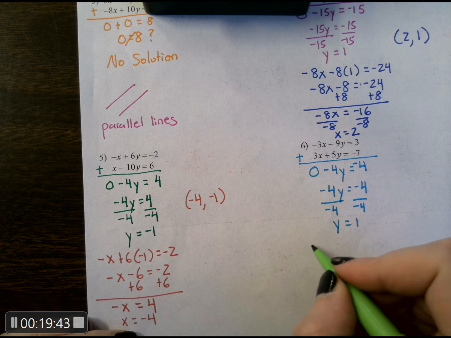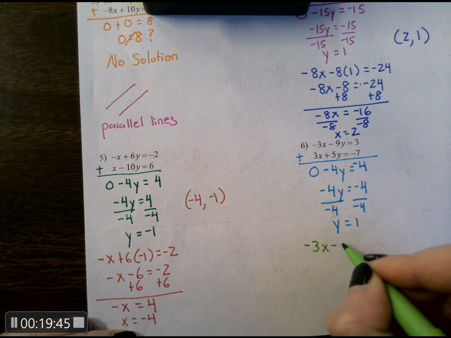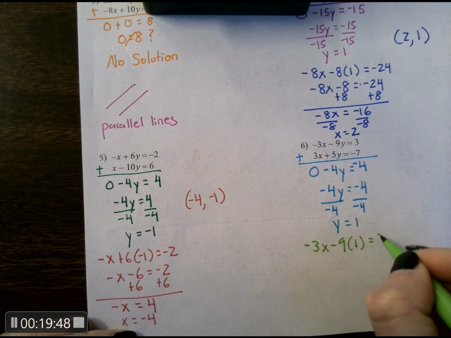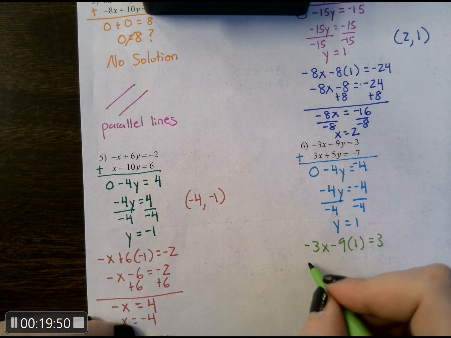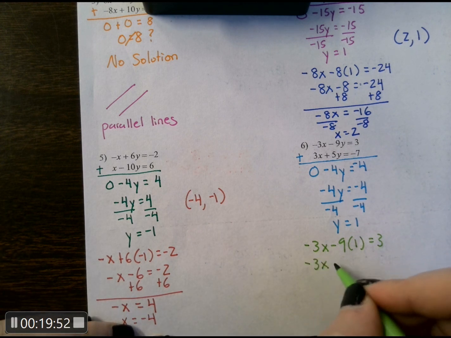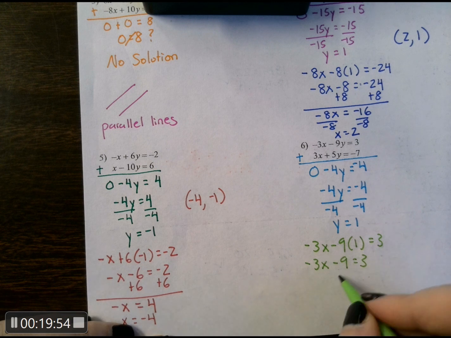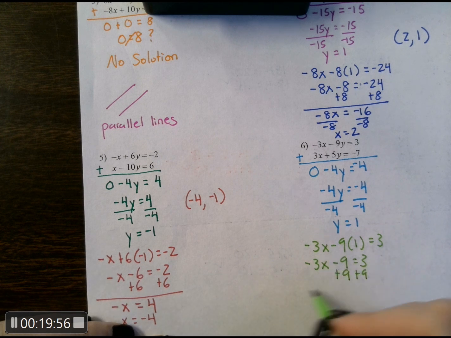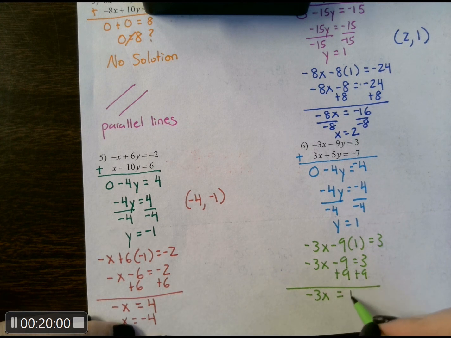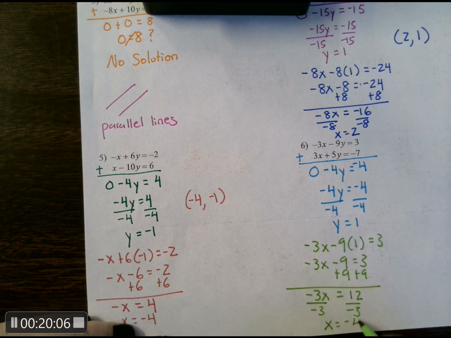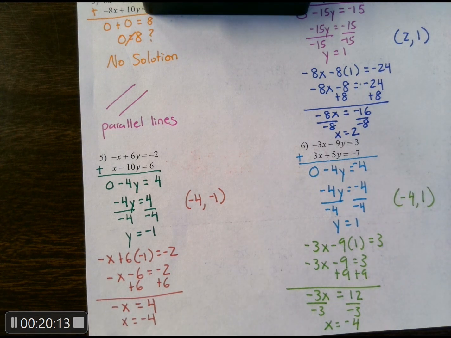And then, pick which equation you want to use to substitute in your 1. So -3x minus 9 equals 3. We're going to add 9 to both sides. You get negative 3x equals 12. Divide both sides by negative 3. So x equals negative 4. So then, final answer, negative 4, 1.